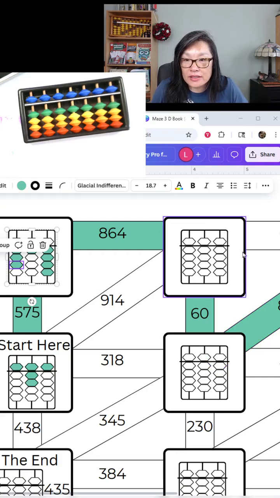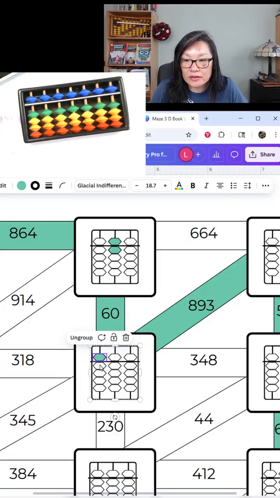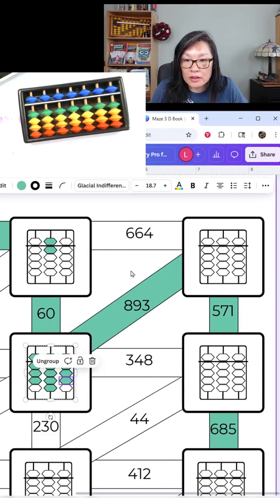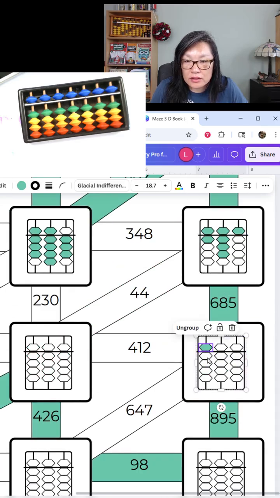Alright, so this is 60, so we gotta do 6 and then 0. I don't know. We'll do 8. 1, 2, 3, 4. 1, 2, 3, 5. 1, 2, 3. And then we do 5. We do 6, 7, 8. 1, 6, and then 8. And then take us to here. So we 8.